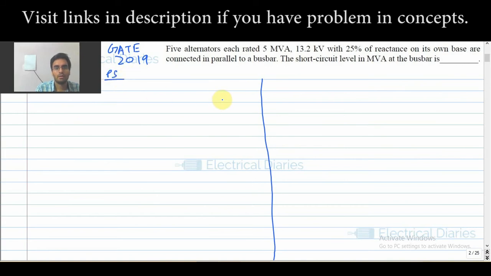Okay, here it is given 5 alternators, each rated 5 MVA. Okay, 5 alternators are given to us with 25% reactance. So 0.25 per unit on their own base is given, and these are 5 alternators, same 5 MVA, 13.2 kV. Okay, and they are 5.